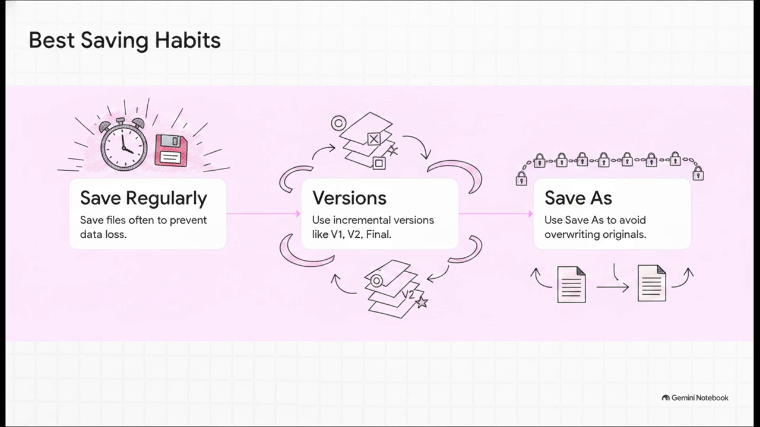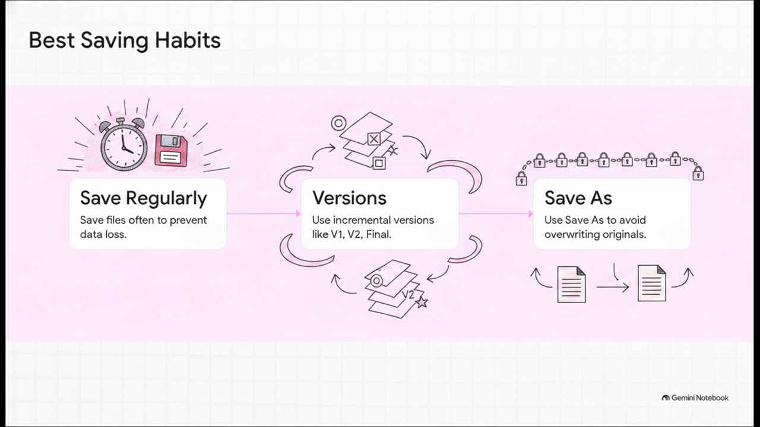Okay, we have all felt that awful stomach drop when an application crashes and you suddenly realize you haven't saved in hours. It's the worst. To prevent that kind of devastating data loss and to actually track your progress, you need to adopt these version control best practices immediately. Step 1 is a no-brainer: save regularly.